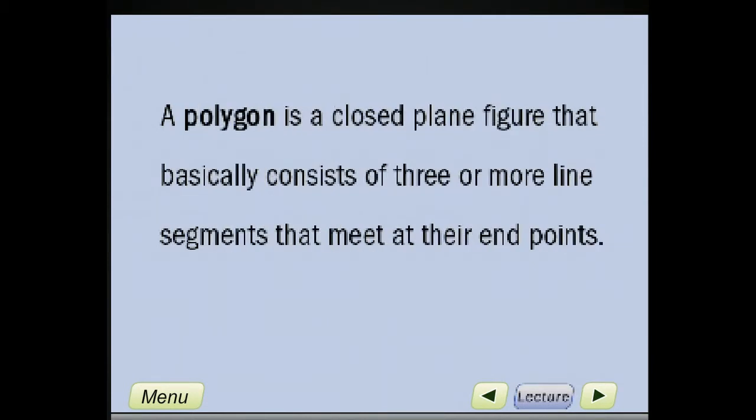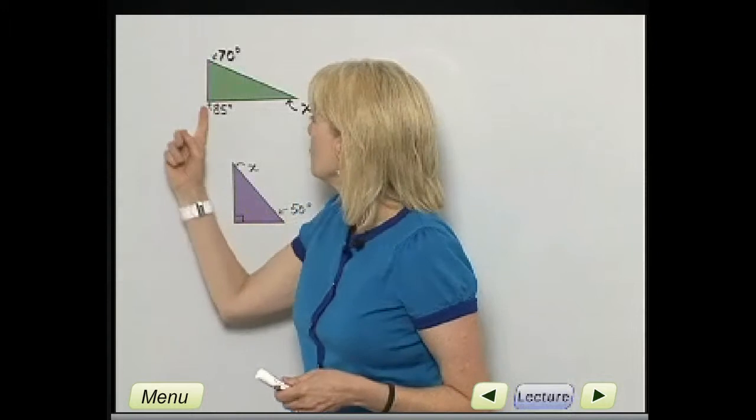And then here's a definition of a polygon. A polygon is a closed plane figure that basically consists of 3 or more line segments that meet at their endpoints. By the way, a polygon is named according to the number of its sides. For example, this is a polygon and it has 1, 2, 3 sides. We call it, of course, a triangle. A polygon with 4 sides is called a quadrilateral. A polygon with 5 sides, you probably know, is called a pentagon. A polygon with 6 sides, a hexagon, and so on.